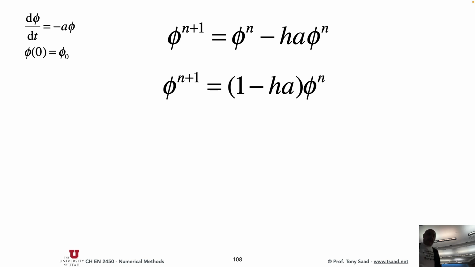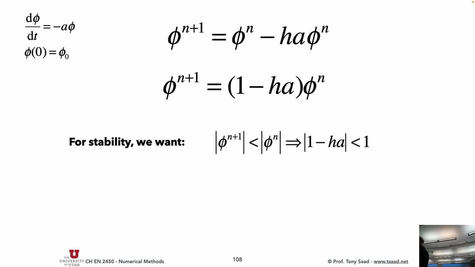Now, for this ODE, our condition for stability is that phi n plus 1 is smaller than phi n, because by definition this ODE is an exponential decay. So starting from any point on that ODE with an initial condition, the next value needs to be smaller than the previous value at a minimum. That's a condition for the solution to at least converge in the right direction.